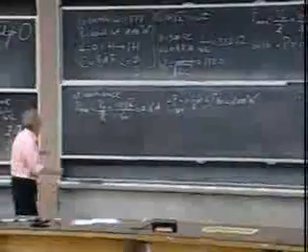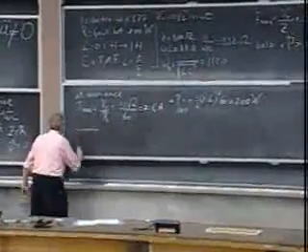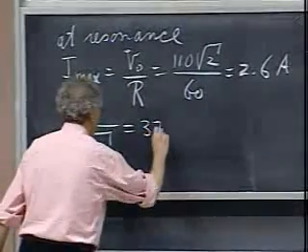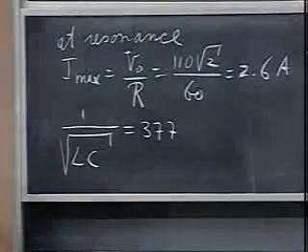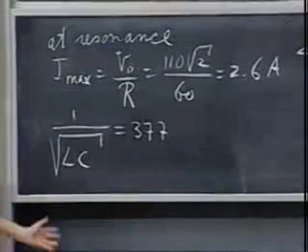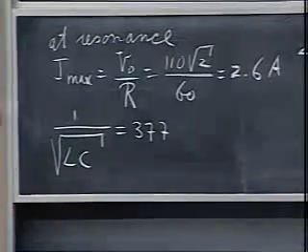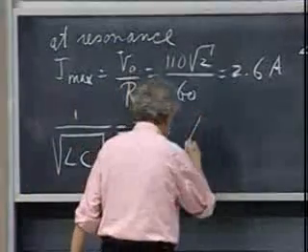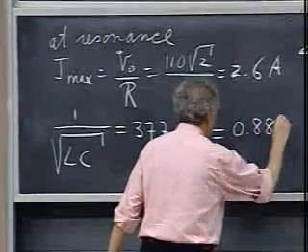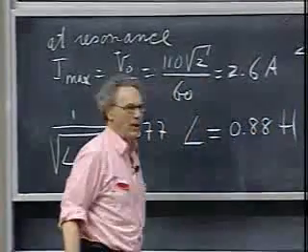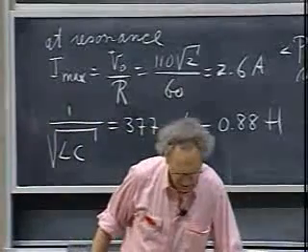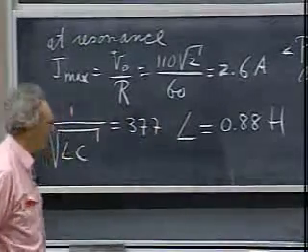Well, that's very easy, because we know that 1 over the square root of LC, we want to make that 377. That's our driver. But we know that C is 8 microfarads. That's a God-given. We're not going to change that. And so you can easily show now that if only we could make L 0.88 Henry, we should be back on resonance. Then we have 377 radians per second as our resonance.